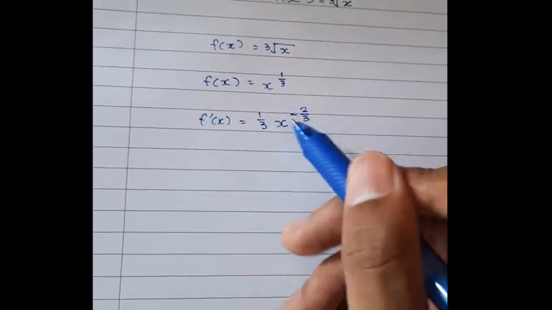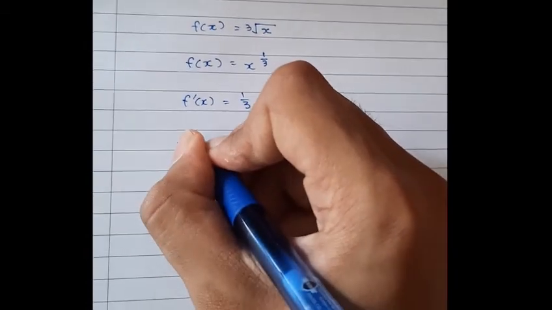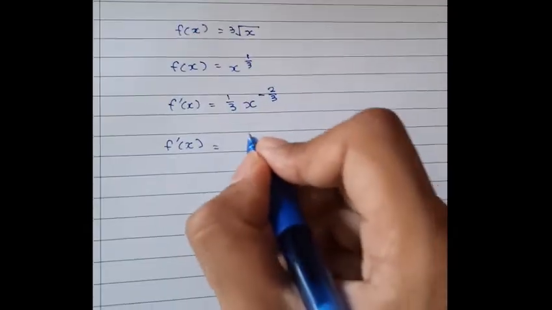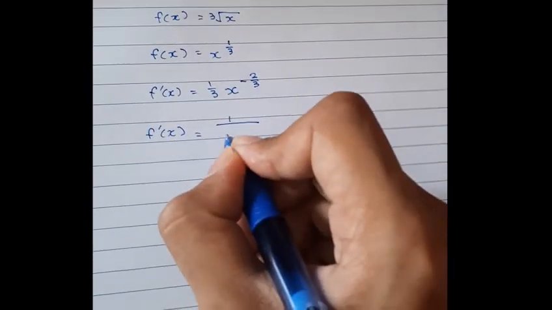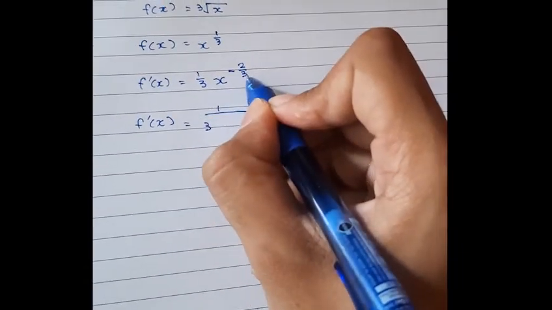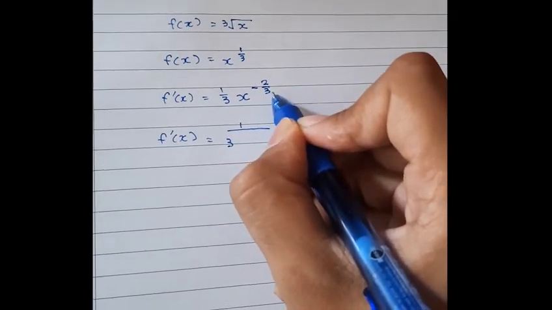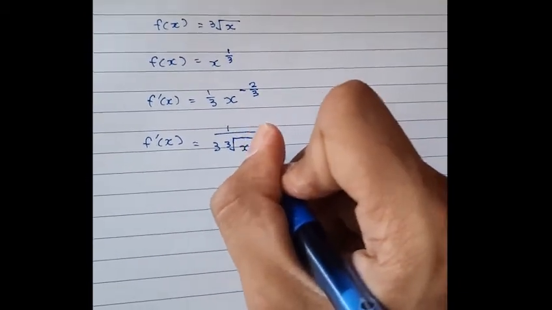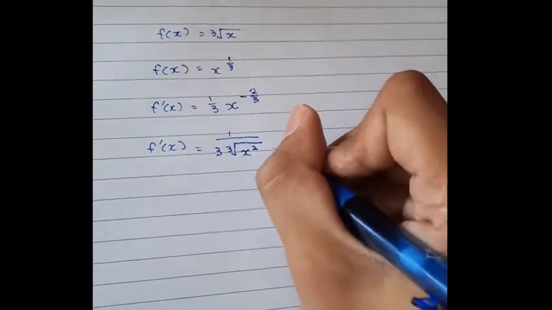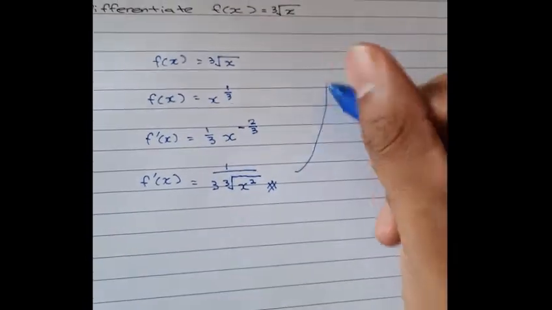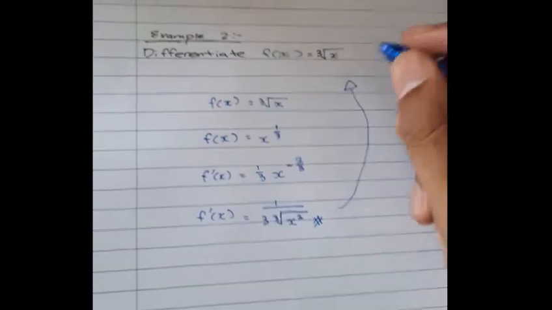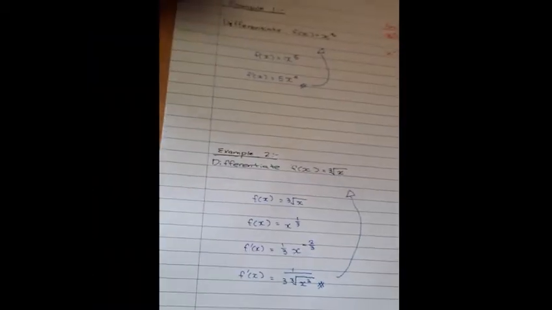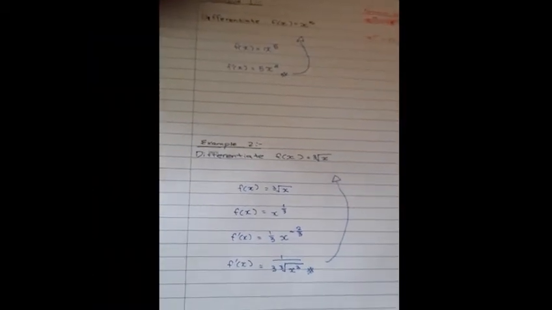We can still simplify this one. f prime of x equals 1 over 3, and this is the cube root of x squared. So this is the final form for this, and this is the final form for this. So here are two examples for the power rule.